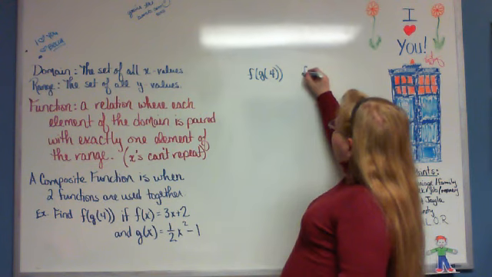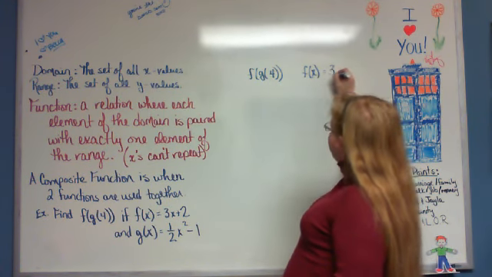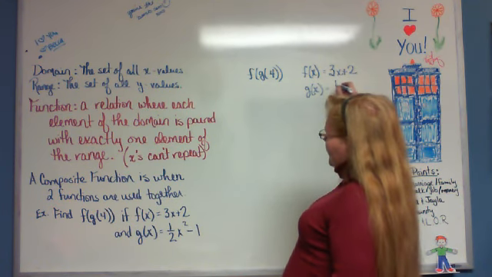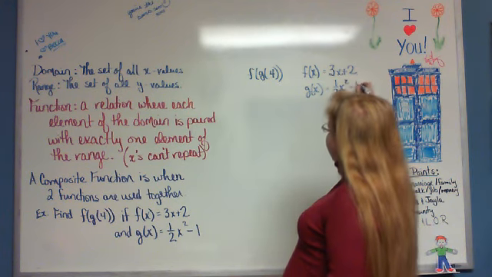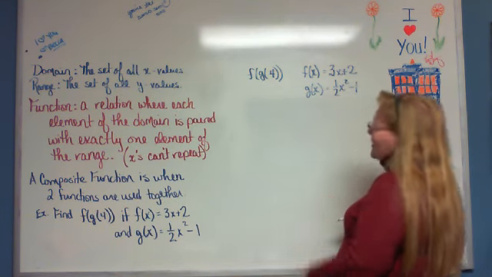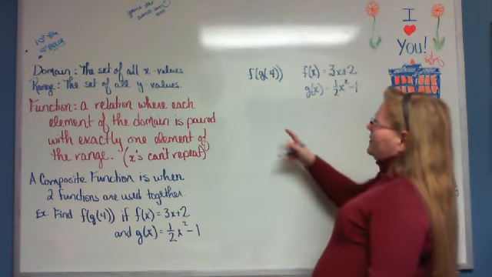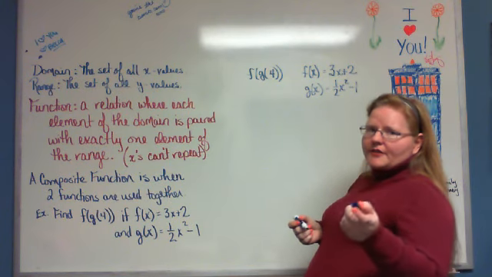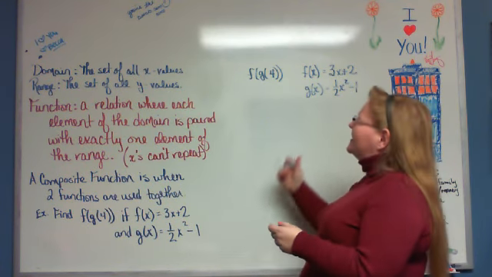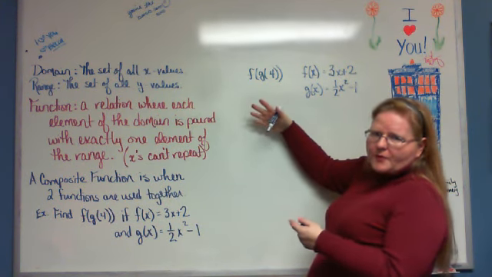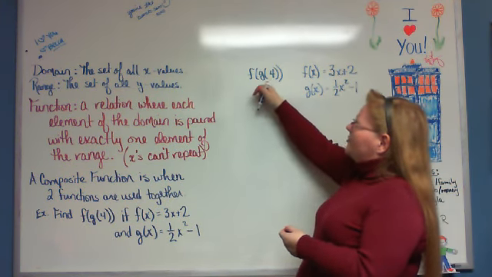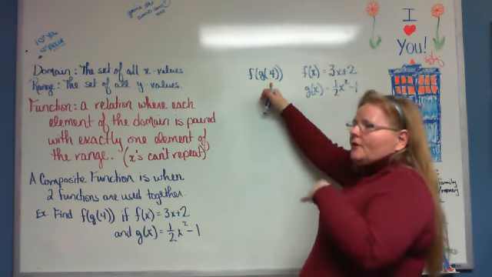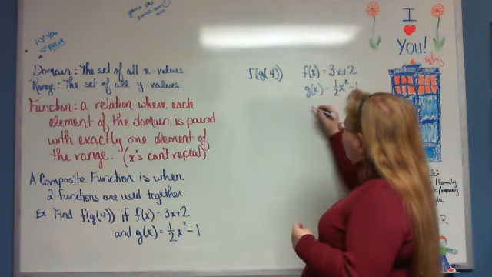They tell you that f of x is 3x plus 2, and that g of x is 1/2 x squared minus 1. They want f of g of 4. Just like when we were doing order of operations, and I told you to always start in the middle, that's kind of what we need to do here, follow our order of operations. So we want to start at the very center of the parentheses. So I'm going to start with my g of 4, because we don't know what that is. So we need to figure out what g of 4 is first.